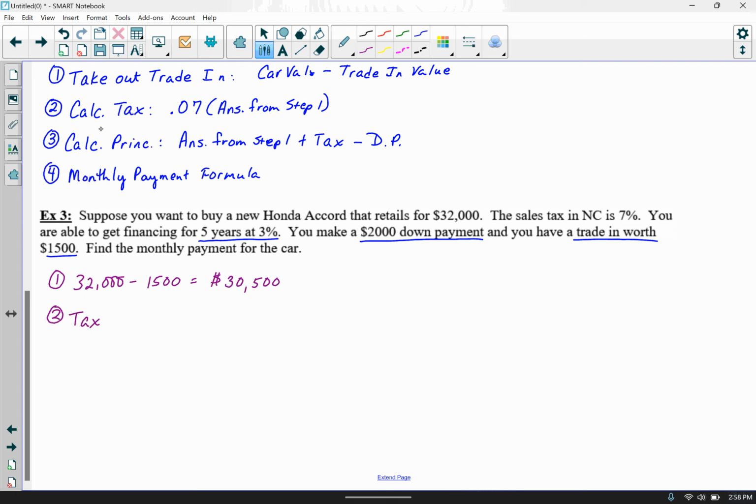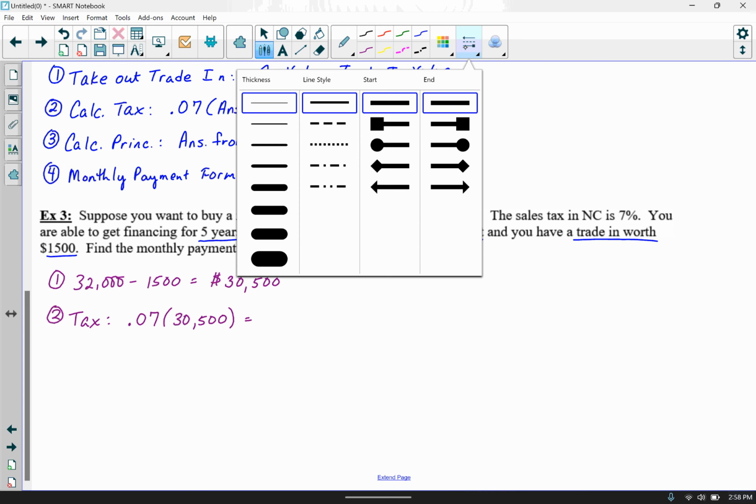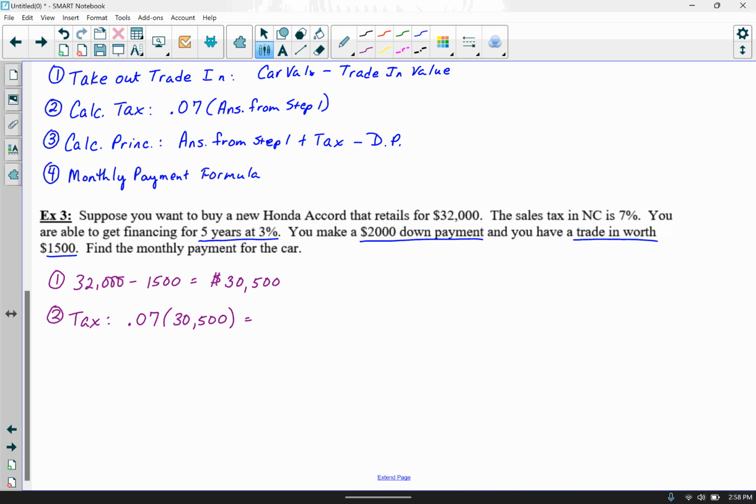So in step 2, I'm calculating my tax. So I'm taking 0.07 times that answer that we just got, the $30,500. So I do that multiplication in my calculator. And that should put you at 2135.